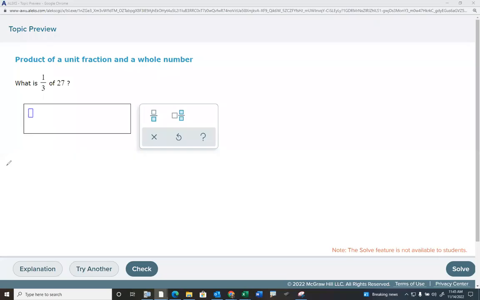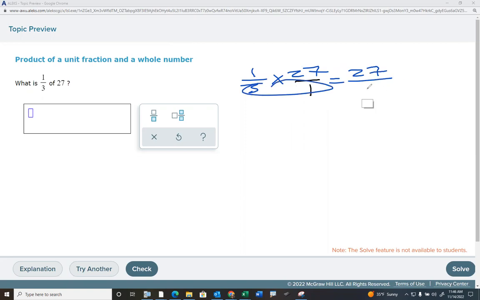Okay, so product of a unit fraction, a whole number. Product means multiplication. So that means we're going to do 1/3 times 27. So we're multiplying them. But we've seen how to multiply fractions. But how do you multiply a fraction with something that's not a fraction? Well, you can put a 1 underneath anything because 27 divided by 1 is still just 27. So then we can say, oh yeah, 1 times 27 is 27 on top, 3 times 1 is 3 on the bottom.